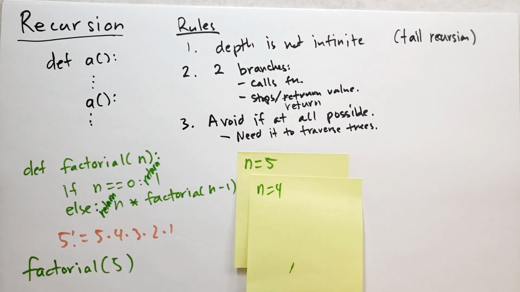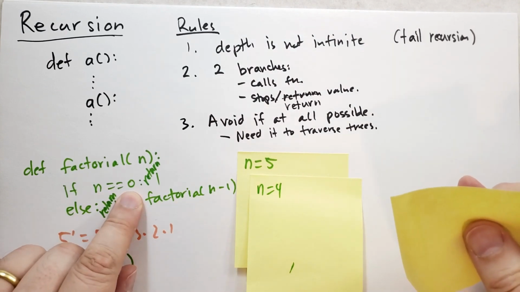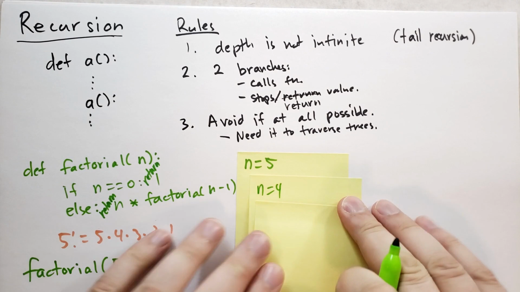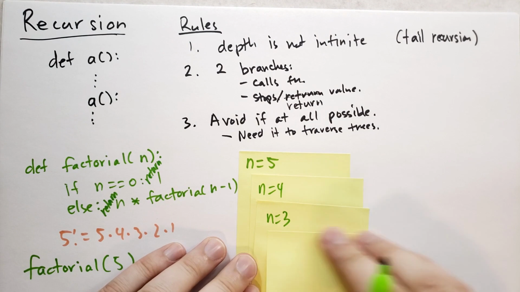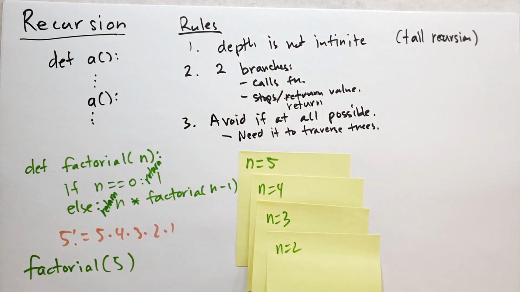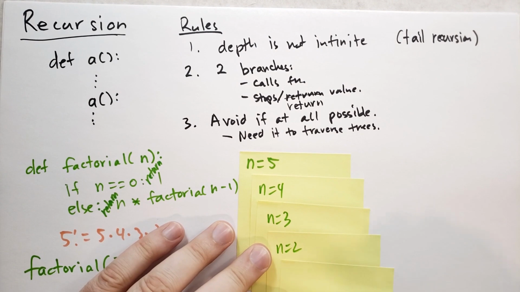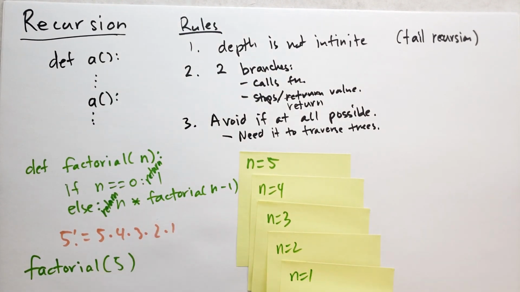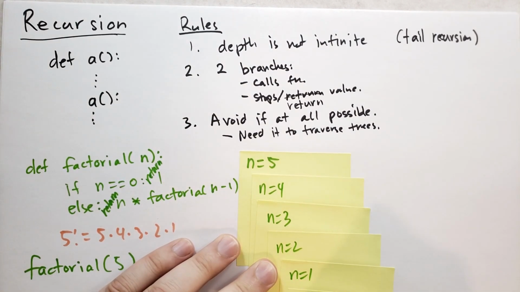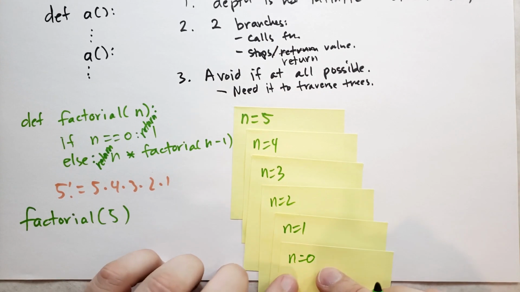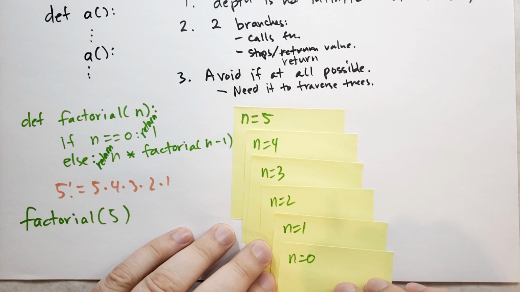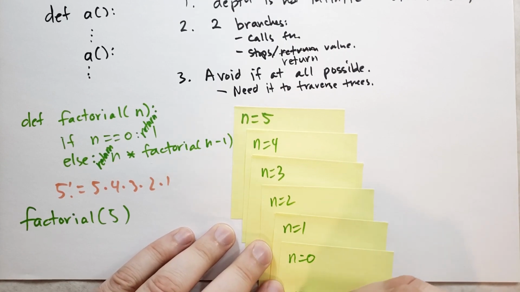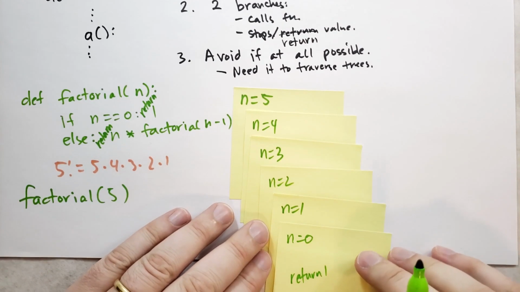And then the same thing is going to happen because 4 is not equal to 0. It's going to do it again, and this time n equals 3. And then again, n equals 2. And then again, n equals 1. And then finally, I think I'm falling off the screen here, n equals 0. That's the next call. And when n equals 0, it says yes, this is true. So it's going to return 1.